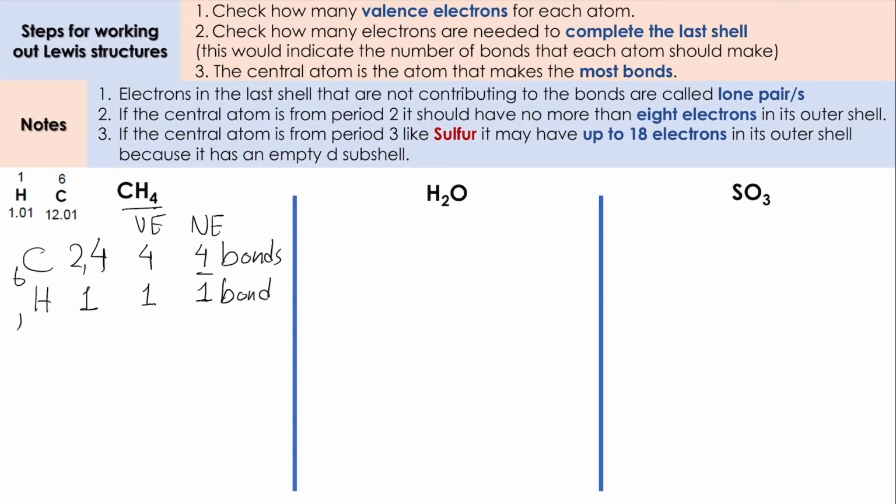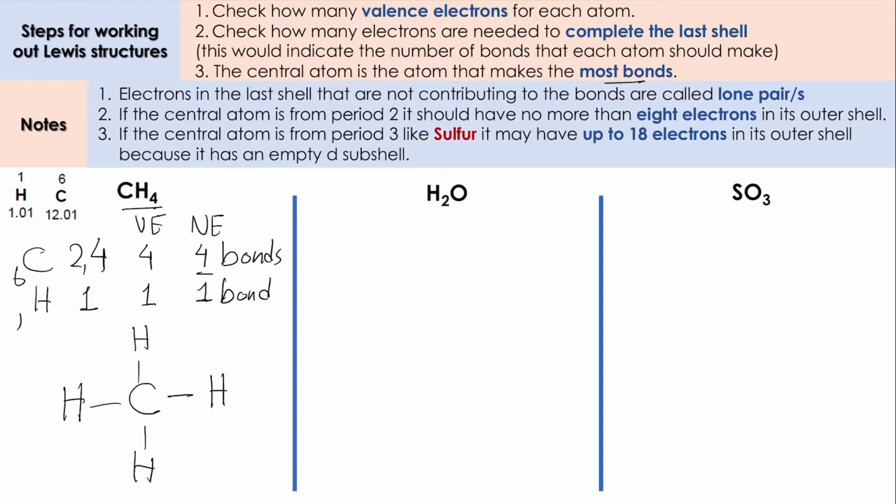Which atom will be the central atom? The atom that would make the most number of bonds. So in this case, carbon will be the central atom, and carbon will make 4 bonds. As you can see here, the bonds are represented by lines. Then we have here hydrogen. That's how I can draw the Lewis structure for methane, or for CH4.